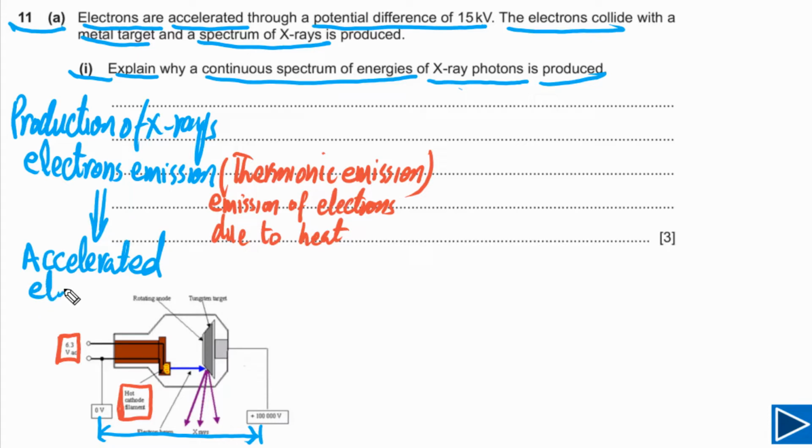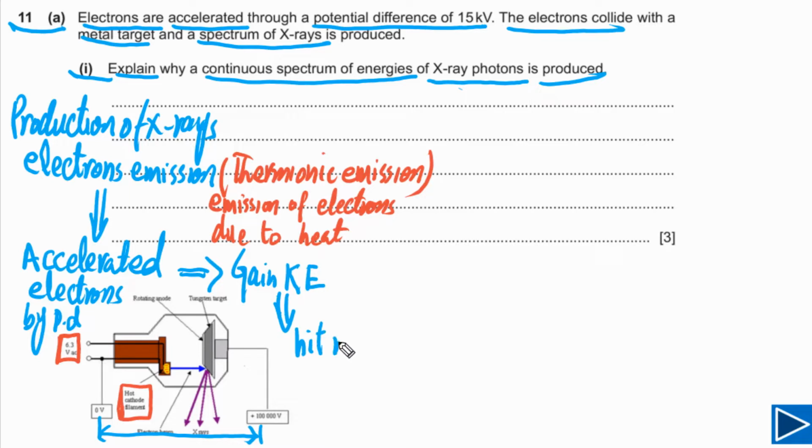Electrons are accelerated by PD, potential difference. This is our cathode and this one is anode. When these electrons are accelerated, they gain kinetic energy, meaning electrical energy becomes kinetic energy of electrons. And when these electrons hit the metal target, the metal we use is tungsten. So the metal used for X-rays is tungsten.